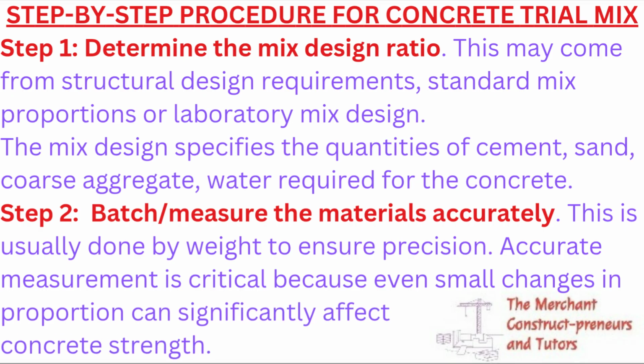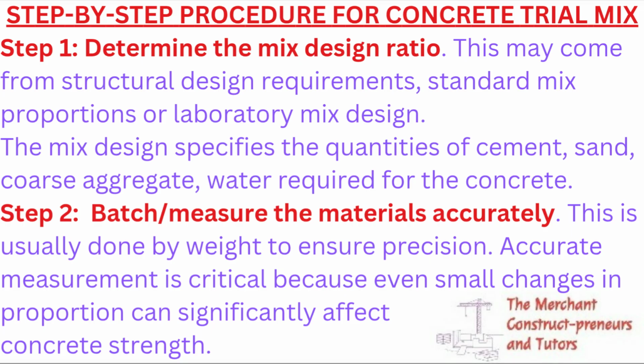So we'll start with the first one, the step-by-step procedure for concrete trial mix. Step 1, determine the mix design ratio. So you need to determine if this concrete element is grade 25. That is what I'm working at. So I need to ensure that whatever I'm mixing together will give me grade 25 or more. This may come from the structural design requirement, standard mix proportion, or laboratory mix design, right? The mix design specifies the quantity of cement, sand, coarse aggregate, and water required for the concrete. So if I tell you this is the grade, you now want to determine all these constituents of concrete: cement, sand, granite, water, and their quantities.